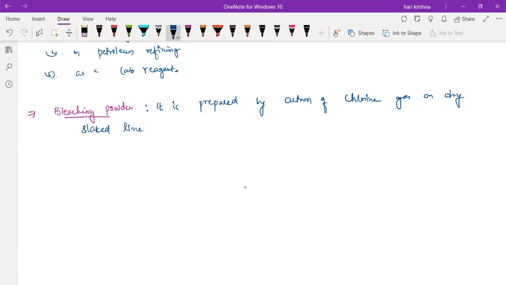So slaked lime is nothing but calcium hydroxide. When reacting with the chlorine gas, it will form CaOCl2 plus H2O. So this is what is called bleaching powder. So CaOCl2 is the bleaching powder. This is a simple formula.